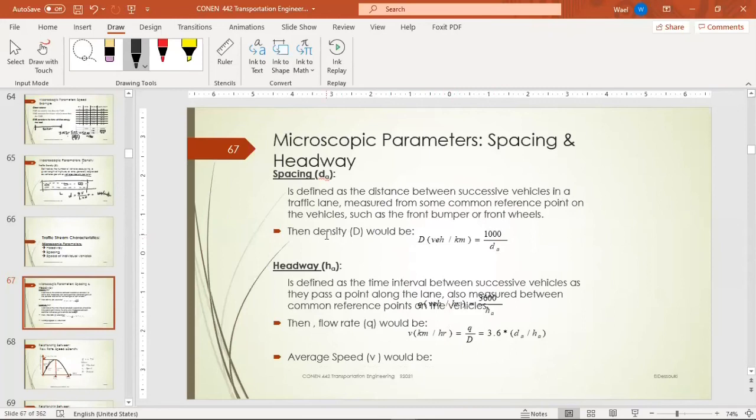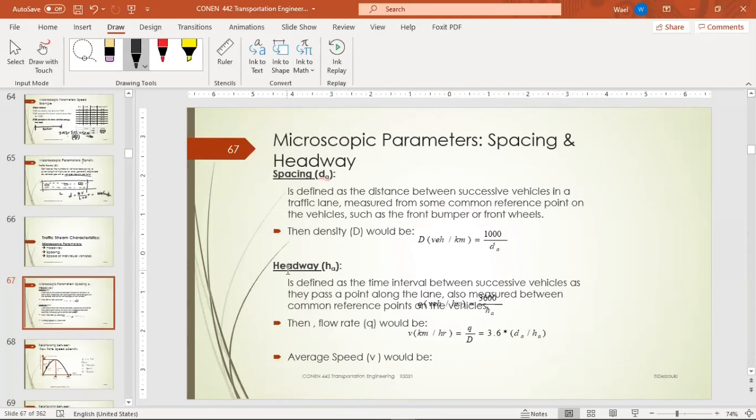Okay, and the density can be measured from the spacing. If we say that the spacing, the distance between vehicles, is dA. So dA is defined as the distance between successive vehicles in a traffic lane, measured from some common reference point on the vehicle, such as the front bumper or front wheel. Then if we divide 1,000 by the dA, we get the density, okay?